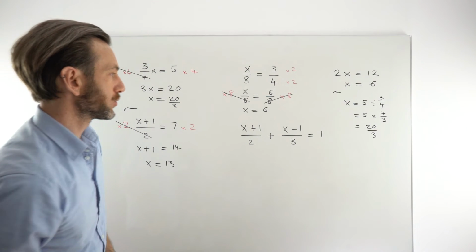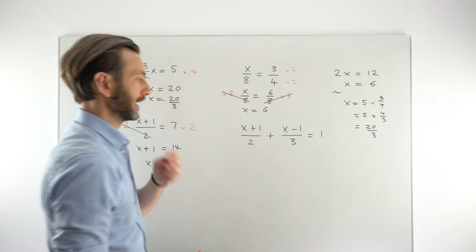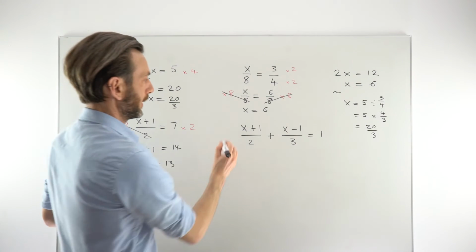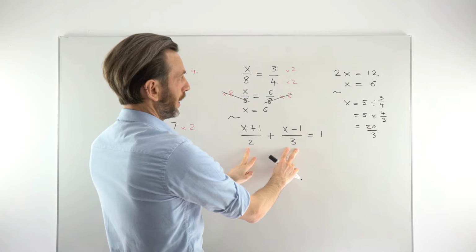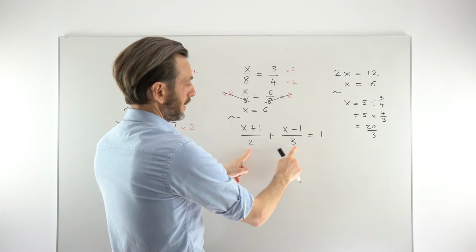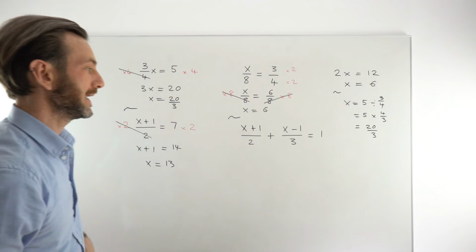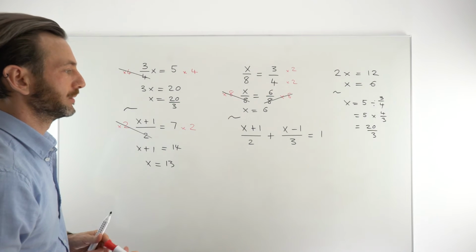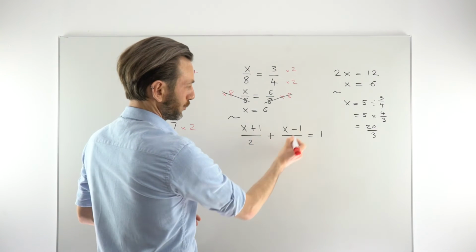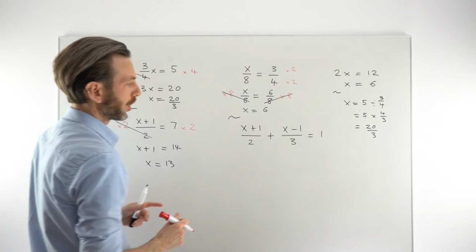Okay, let's scope out this guy. So it looks a bit more complicated, is slightly more complicated, but a fairly similar approach really. We've got two fractions, they're both algebraic. They don't have a common denominator at the moment. We can make them have a common denominator by considering them as algebraic fractions, which they are.